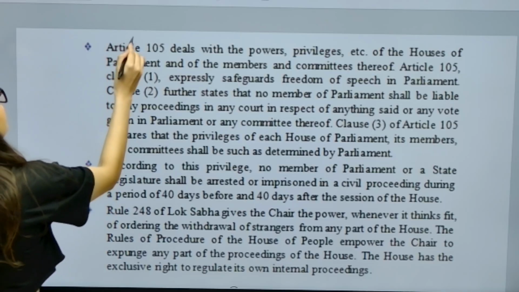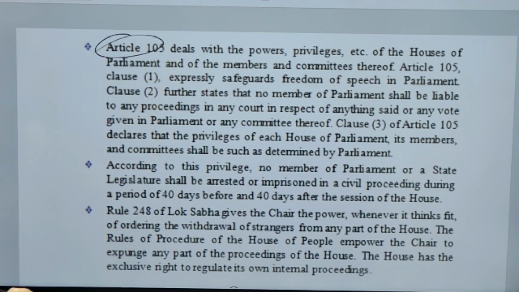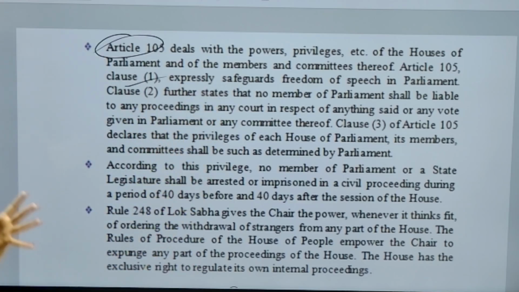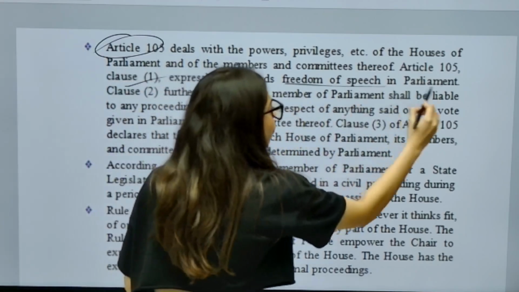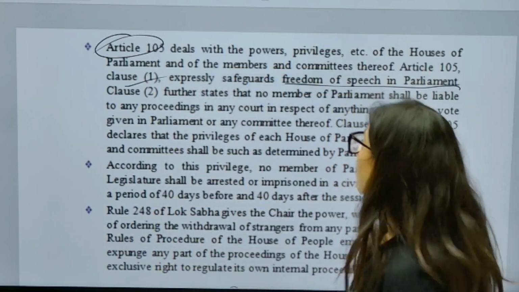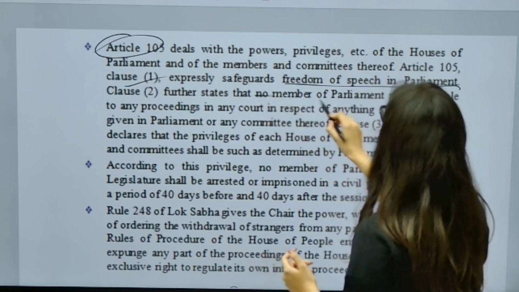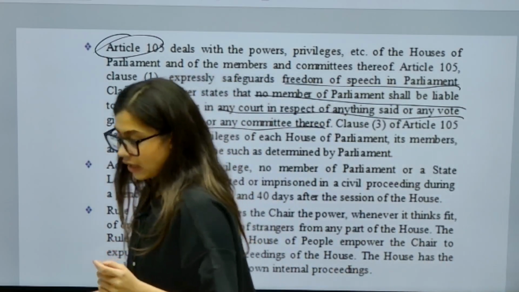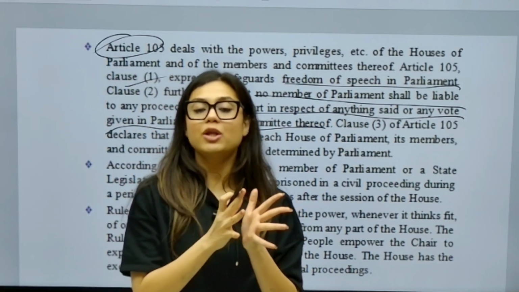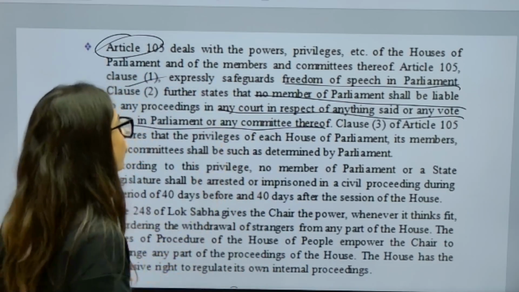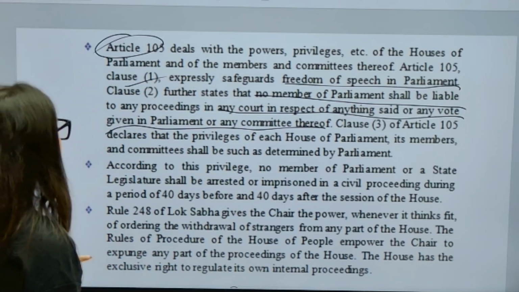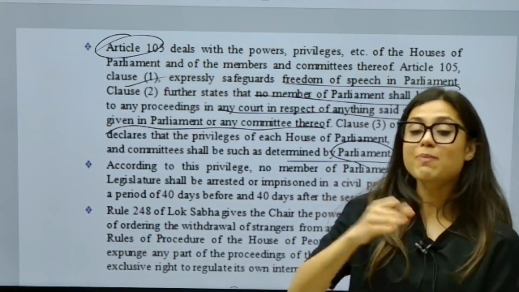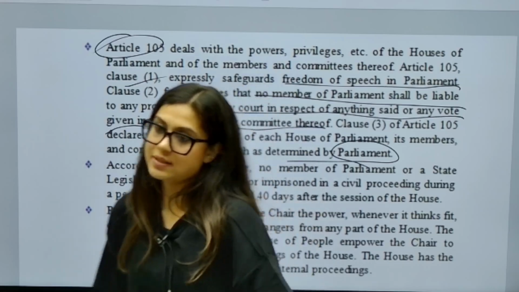Article 105 of the Indian Constitution deals with the powers and privileges of the Houses of Parliament and the committees, and it expressly safeguards freedom of speech. So the number one privilege is freedom of speech. Then no member shall be liable to any proceedings in court. If I have said something wrong, there will be no proceedings. Then the privileges of each house, its members and committees will be determined by Parliament. So Parliament has power to decide its members' privileges.